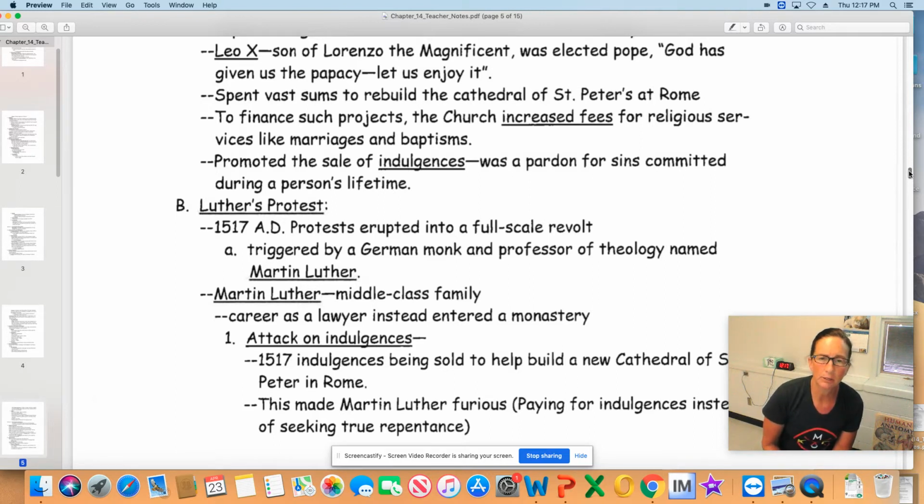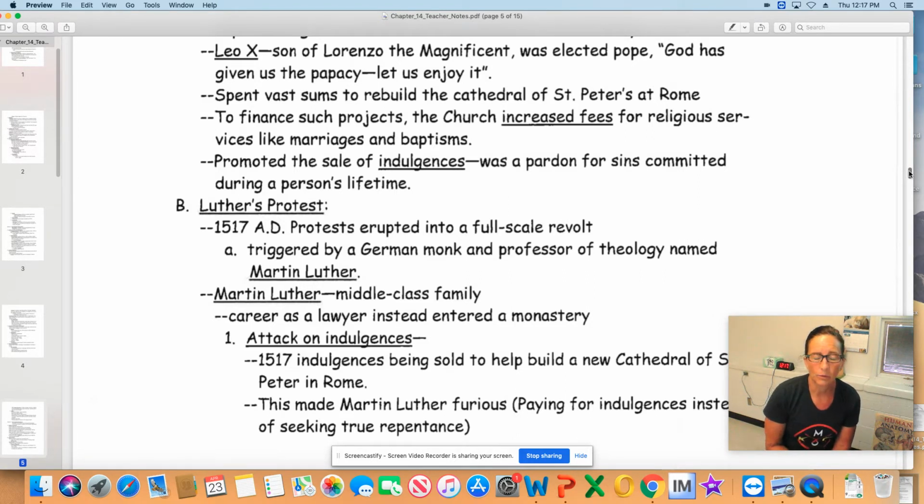They're going to promote the sale of indulgences, which is basically a pardon for sins committed during a person's lifetime. So you can pay to have your sins forgiven. If you have the money, you can pay for it, not do anything, not change your lifestyle. And that's going to be a huge issue for Martin Luther. That's going to lead to Luther's protest.